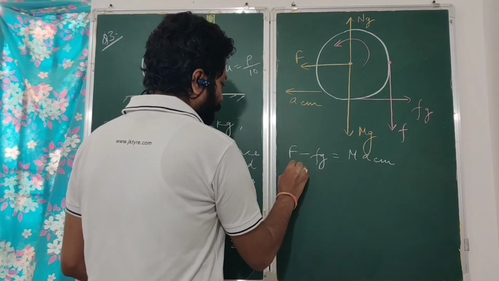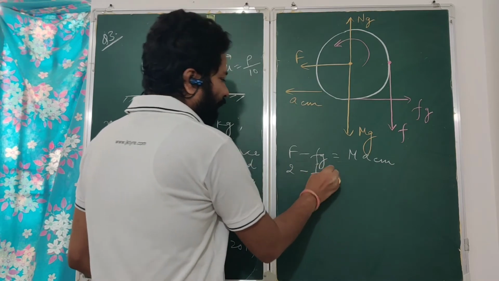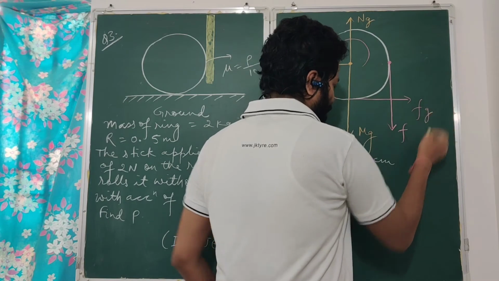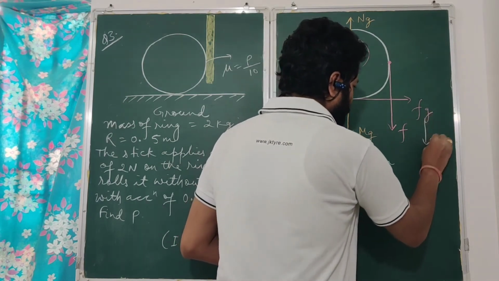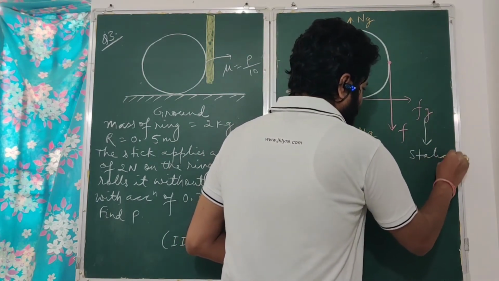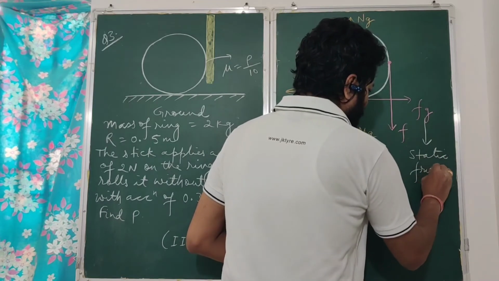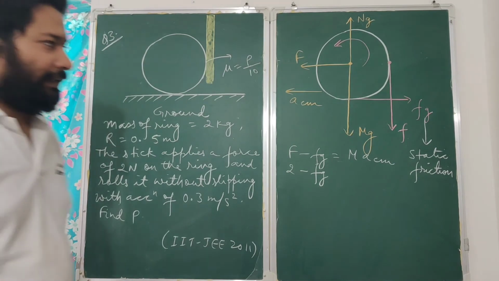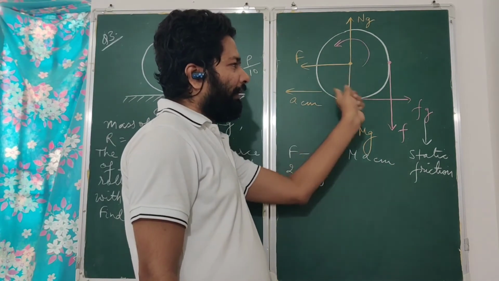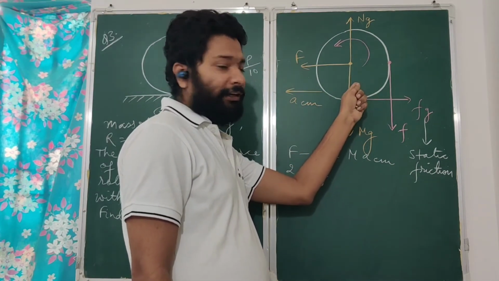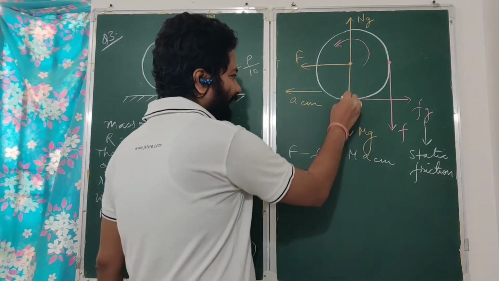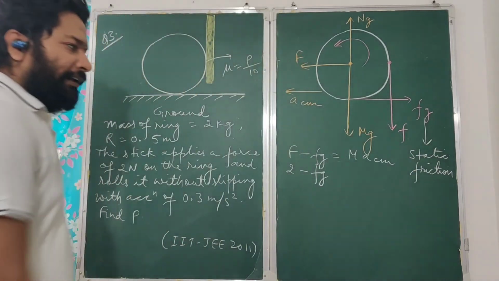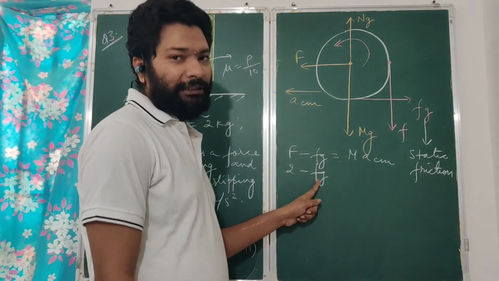So F is given as 2 Newton. Frictional force from the ground. What kind of friction is acting here? This friction is actually static friction. We don't know its value, but it is enough that this body can perform rolling without slipping. So this point of contact is instantaneously at rest. That is why I am saying it is static friction, and therefore we are not substituting the maximum value of friction here.